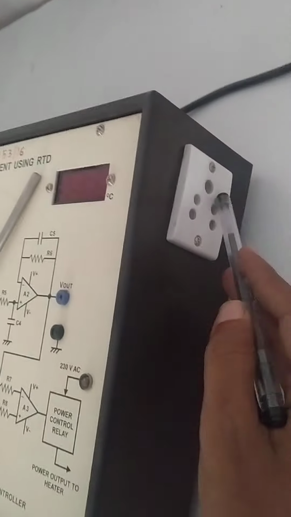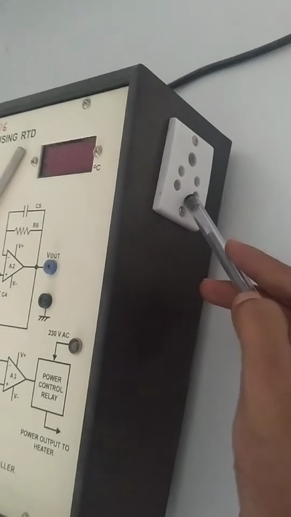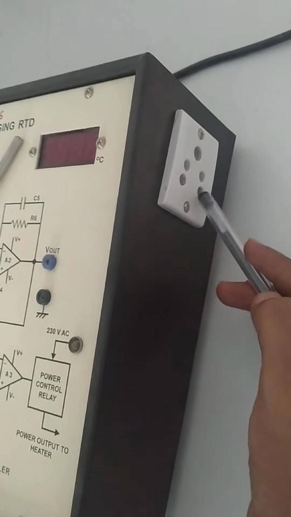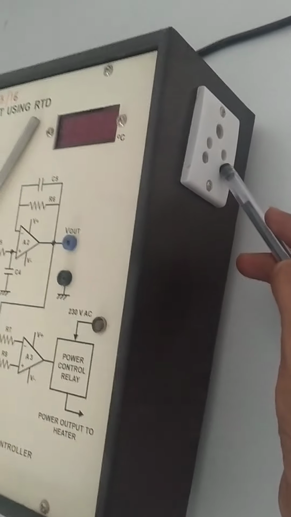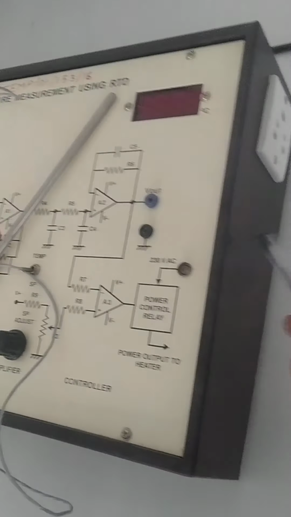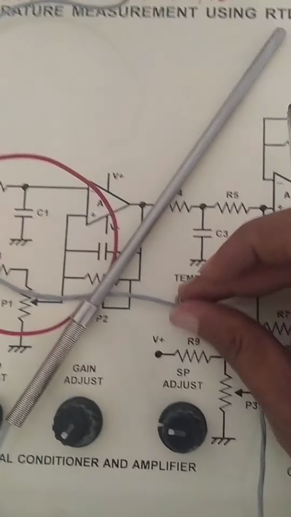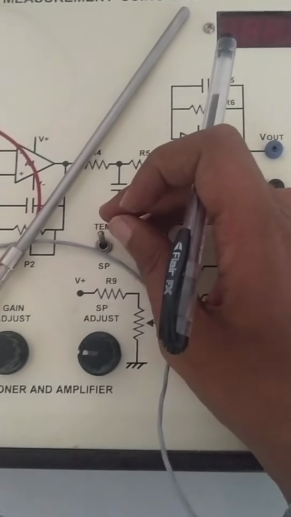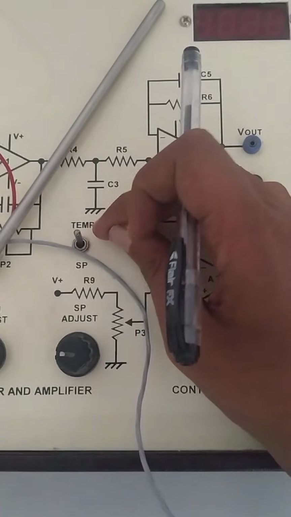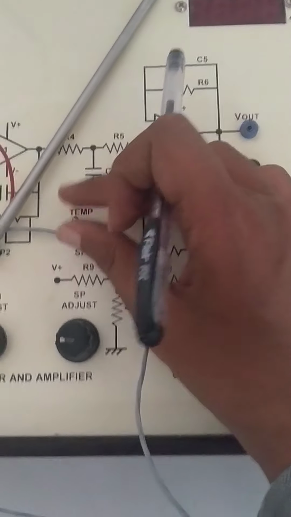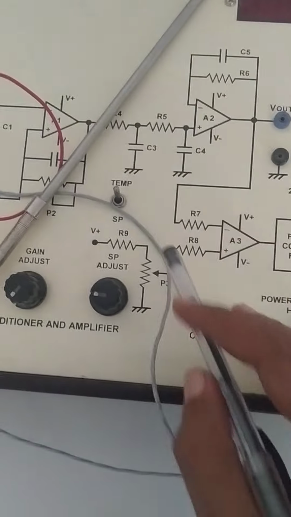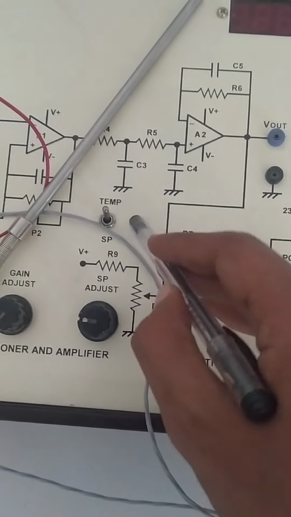On the right-hand side, by using this, we can connect an external peripheral to this kit to control the value of temperature. This knob is for selecting set point or temperature value, temp or SP. To select temperature or SP, we will use this knob.